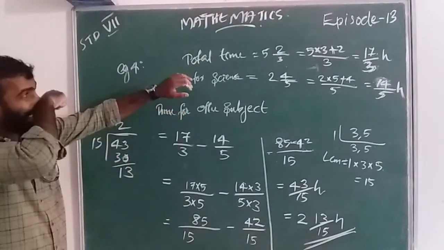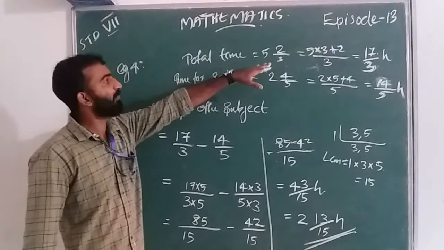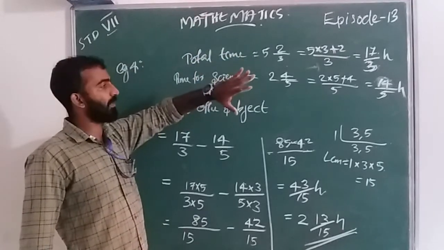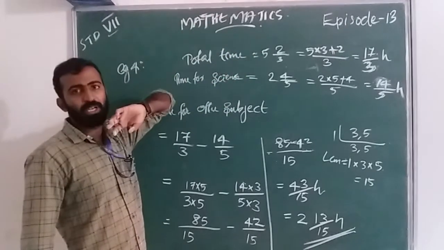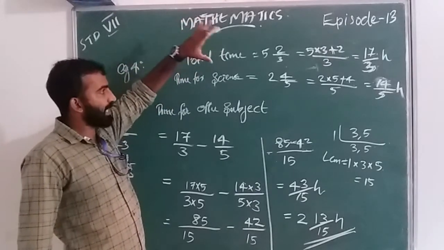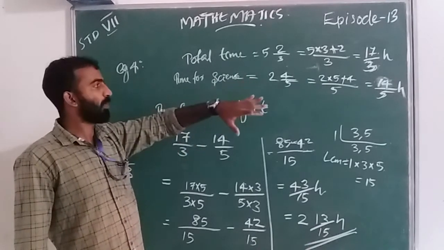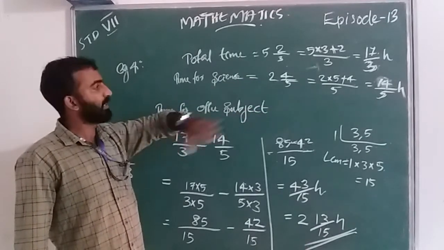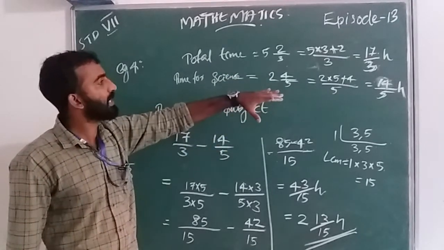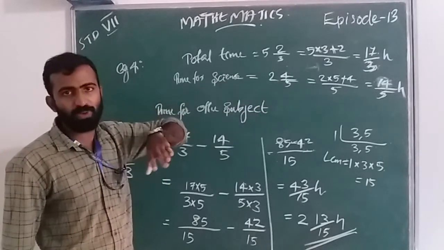I take total time 5 into 2 by 3, that is 5 into 3 plus 2 all divided by 3, that is 17 by 3 hours, the total study time. The time used for studying science subject is 2 and 4 by 5, that is 2 into 5 plus 4 all divided by 5, that is 14 by 5 hours.